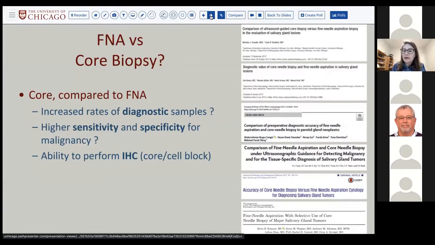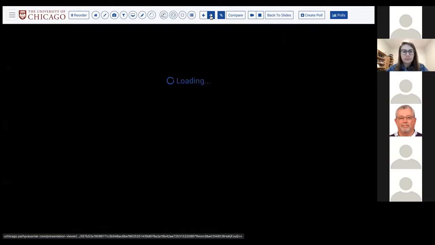And what we have found as well is that the ability to perform immunostains is enhanced by having a nice larger tissue chunk, such as on a good core, or even in the case of a cell block from an FNA. Immunostains aren't going to help you in all circumstances, but they may fine tune your diagnosis in some cases. And hopefully you'll see how that works in this lecture.